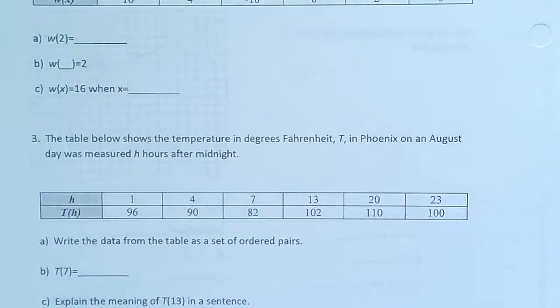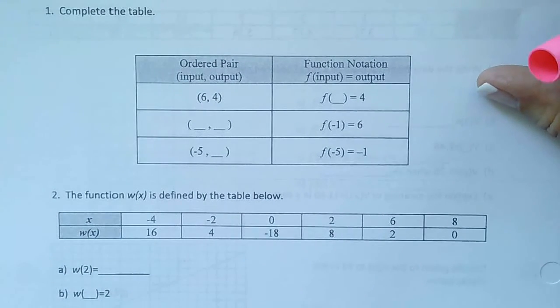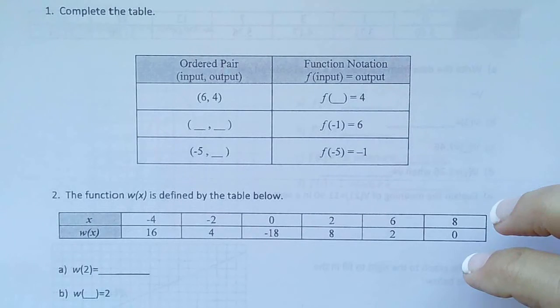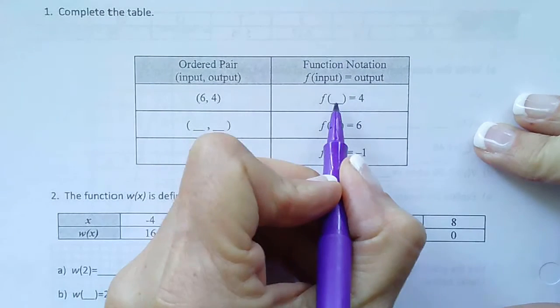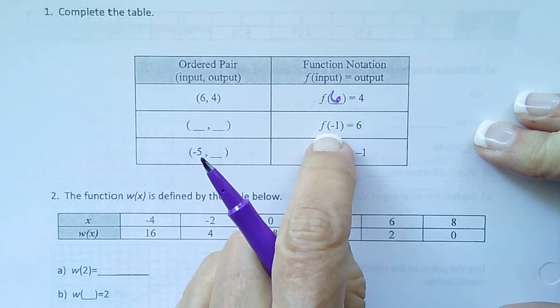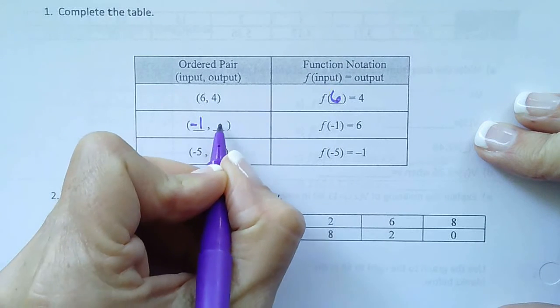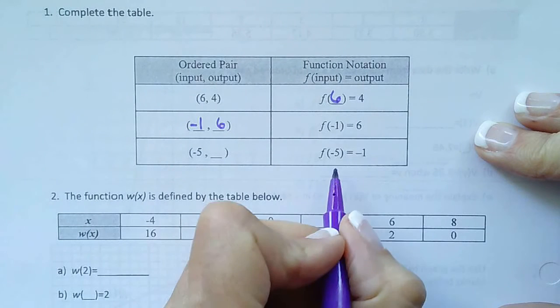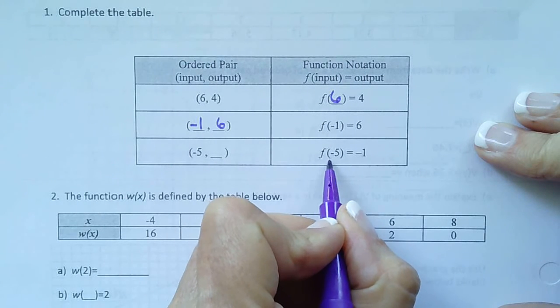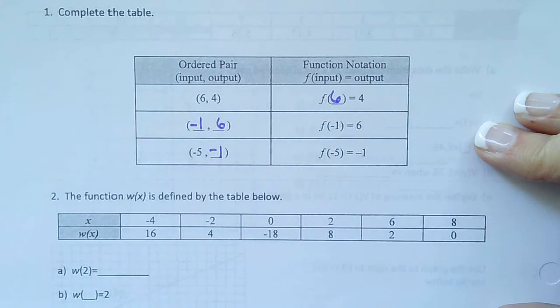Okay, let's go ahead and go on to the next page. So if the ordered pair is 6, 4, what goes in here? Your x, so 6. When the function notation says f of -1 is 6, what's the ordered pair? -1, 6. When the function notation says f of -5 equals -1, that means -5 goes with -1.